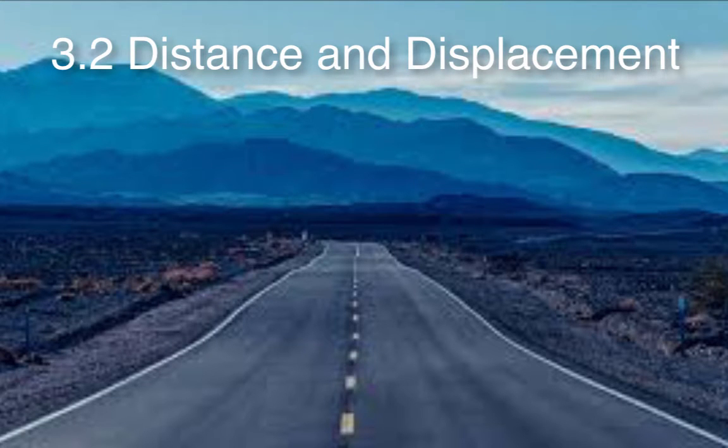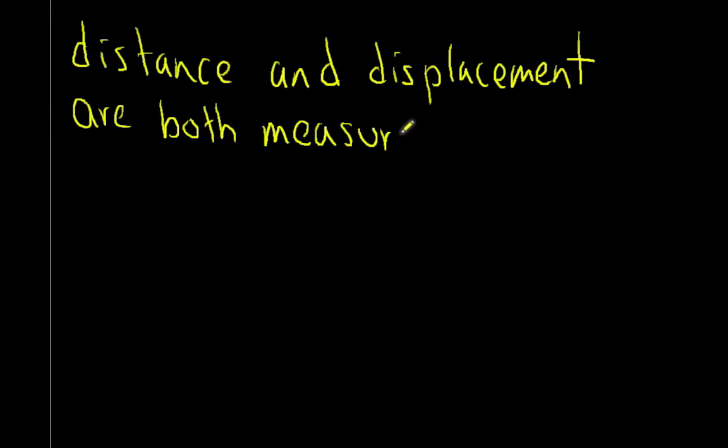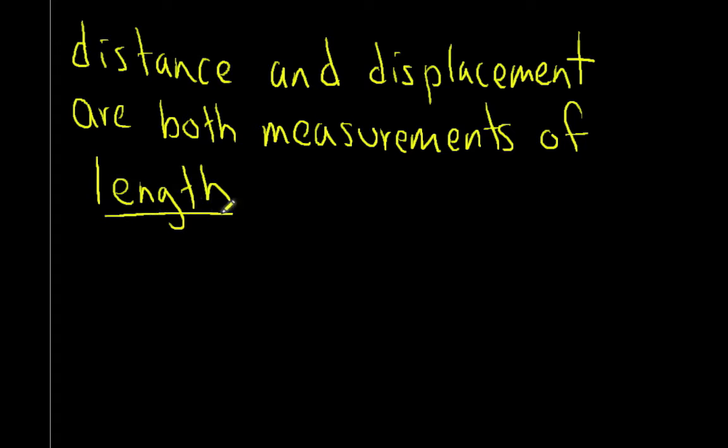3.2. Distance and displacement. In physics, distance and displacement are both measurements of length. Length is a measurement that's determined in meters. But they're actually very different ideas.